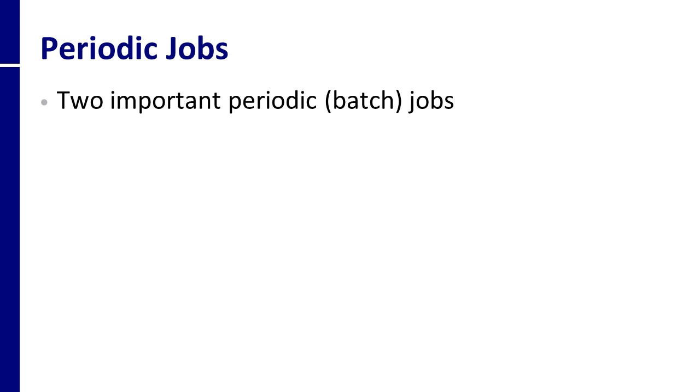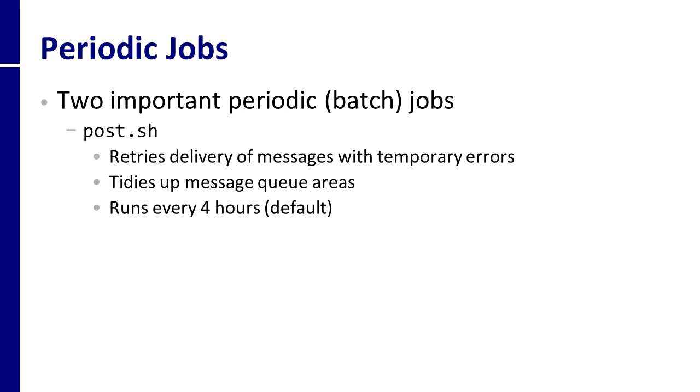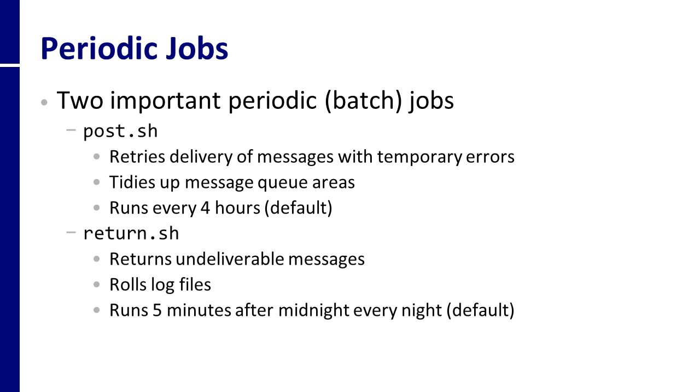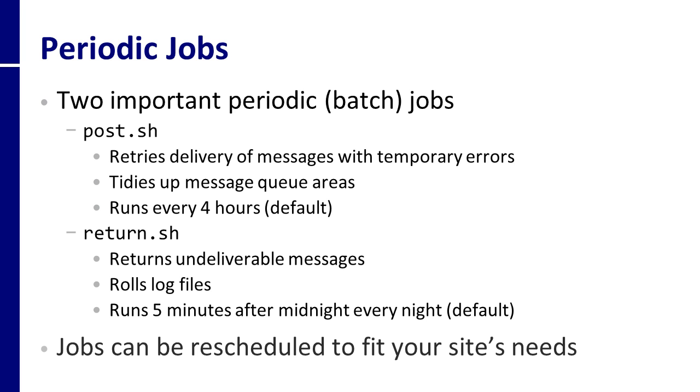PMDF makes use of 2 very important shell scripts that are run as periodic jobs. The first, post.sh, handles important tasks like retrying temporarily undeliverable messages and tidying up the message queues. By default, it's set to run every 4 hours. The second, return.sh, handles equally important tasks like returning undeliverable messages and rolling over log files. By default, it runs once a day at 12:30 a.m. You can set these jobs to run more or less often, depending on your site's needs.